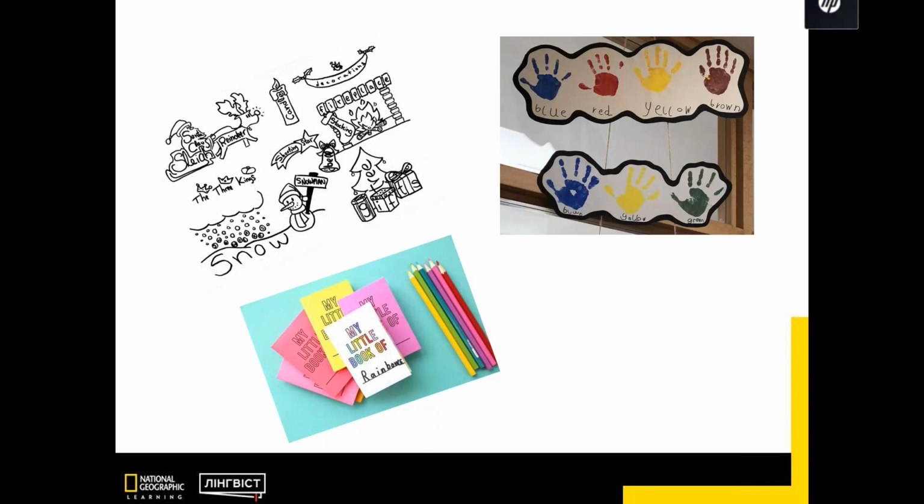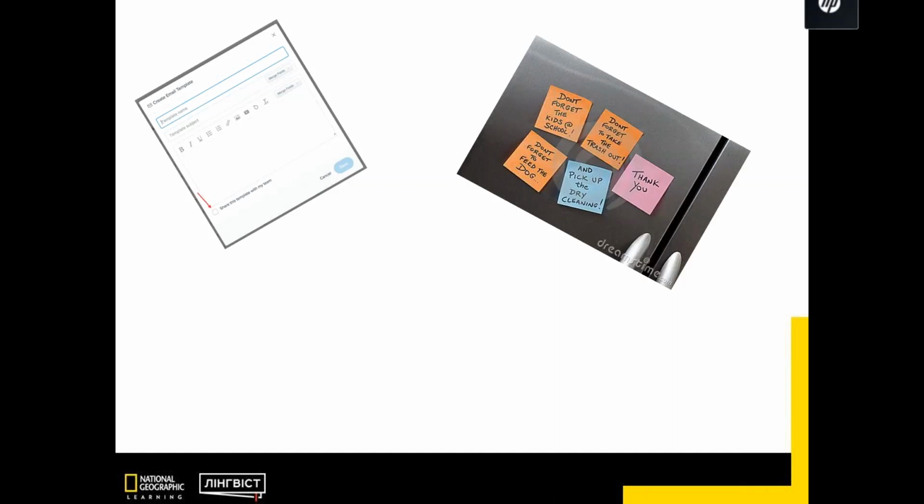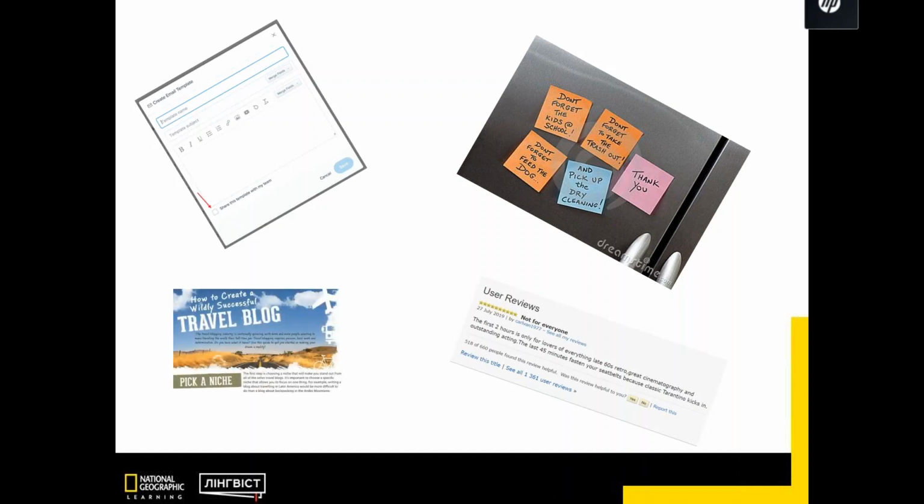Of course, when we talk about teenagers or adults, little books can't be very helpful and motivating. So you can ask them to write an email, to write some post-it notes. Again, this is what everyone does. Why not use it during the lesson? Ask them to read real reviews and to write their own reviews. So that's what we do when we want to buy things or something like that. Use travel blogs and ask them to write some blogs. Maybe create a group on a social network, if it is possible, of course, and ask them to add ideas there.